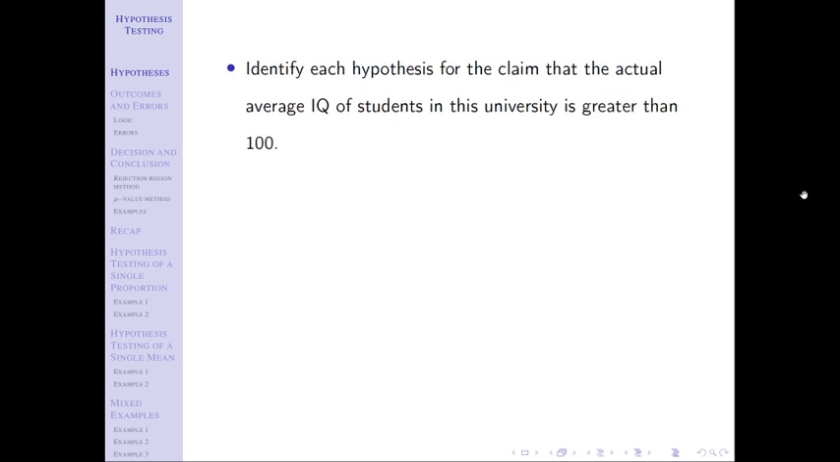Next one, identify the hypotheses for the claim that the actual average IQ, so still mu, of students in this university is greater than 100. So now we're off that third bullet point on that little worksheet at the top of this page of how we work through finding these hypotheses. My claim is a greater than claim. I don't have it here on the slide, but I might want to make a little note to the side: claim is mu greater than 100. You may want to write that out, it may help you. If not, that's fine.